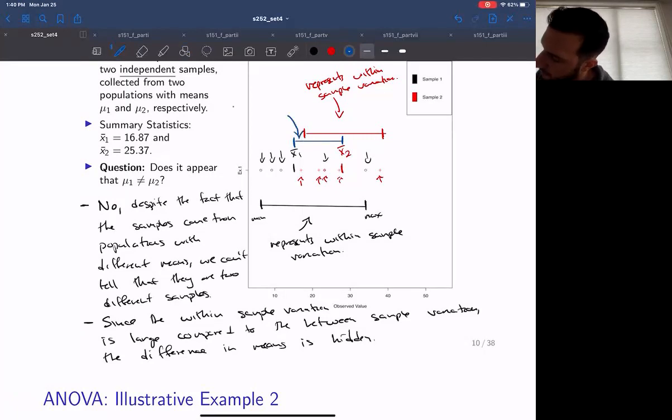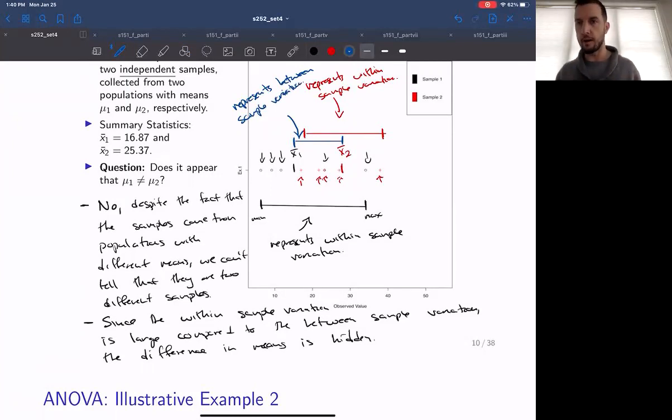Okay, so this represents between sample variation. Each sample has its own variance. And now we're also considering the variance between the sample means themselves. And we call that between sample versus within sample. And the argument that we're making on this slide is that because the within sample variation is too large when compared to the between sample, it masks the fact that we have different means.